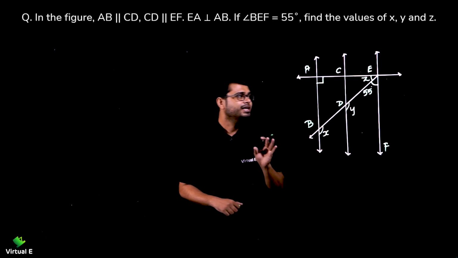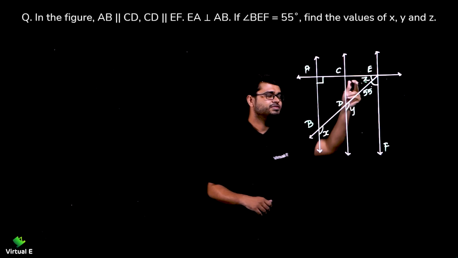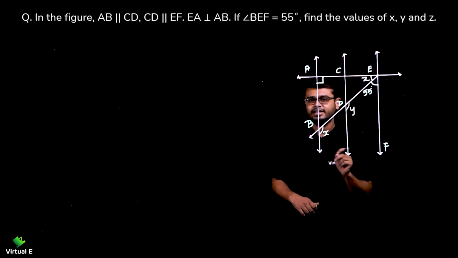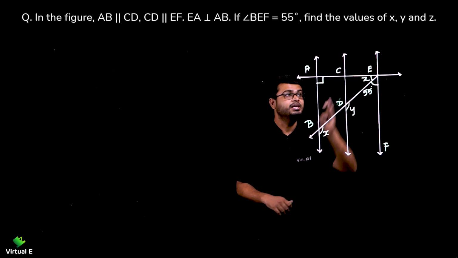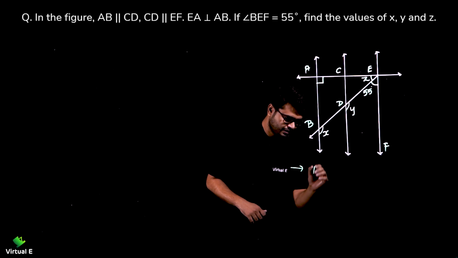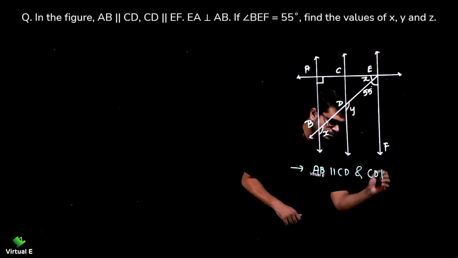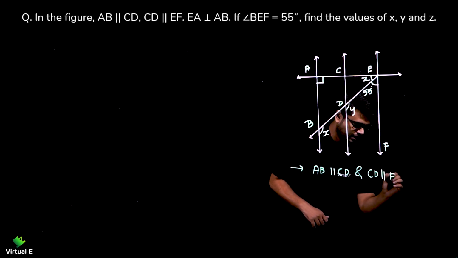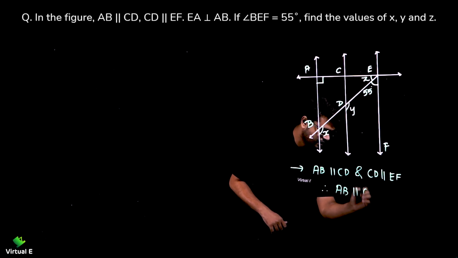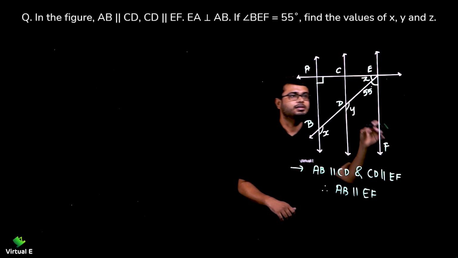So first of all, I think the easiest thing for us to do, where we can get the answer quickly, is of Z. The reason behind that, if this is 90 degree, this will be what? 90 degree as well, right? Because we know AB parallel CD and CD parallel EF. So let's write that AB parallel CD and CD parallel EF. So we can write AB is parallel to EF, right? AB is parallel to EF.